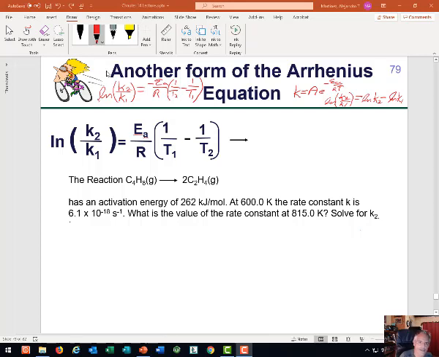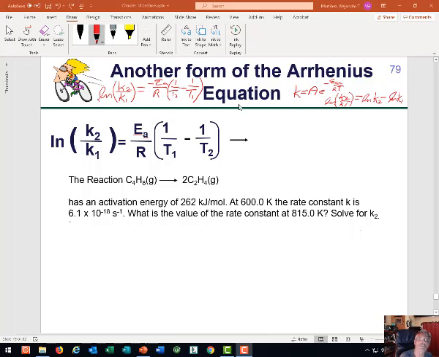Hi guys, this is going to be a very brief video on how to use the Arrhenius equation to solve for either the ratio of two rate constants, the temperature for K1, the temperature for K2, or you could alternatively use it to solve for the activation energy for a particular reaction.